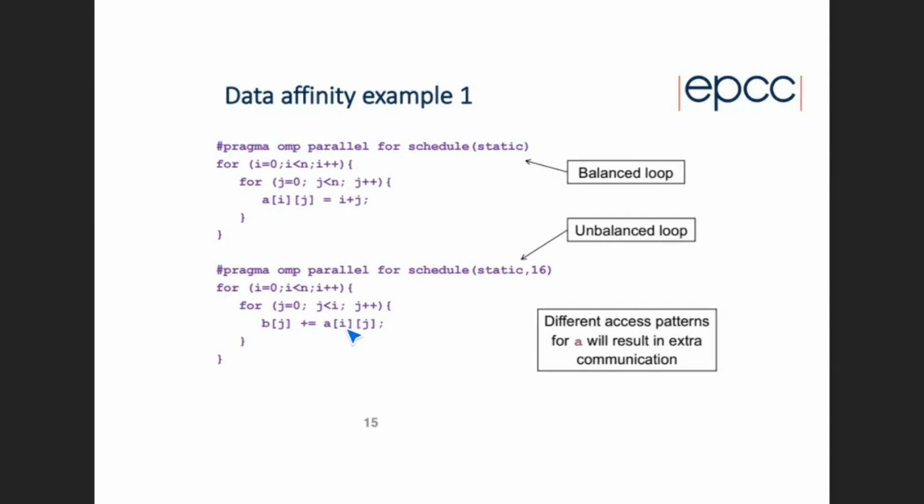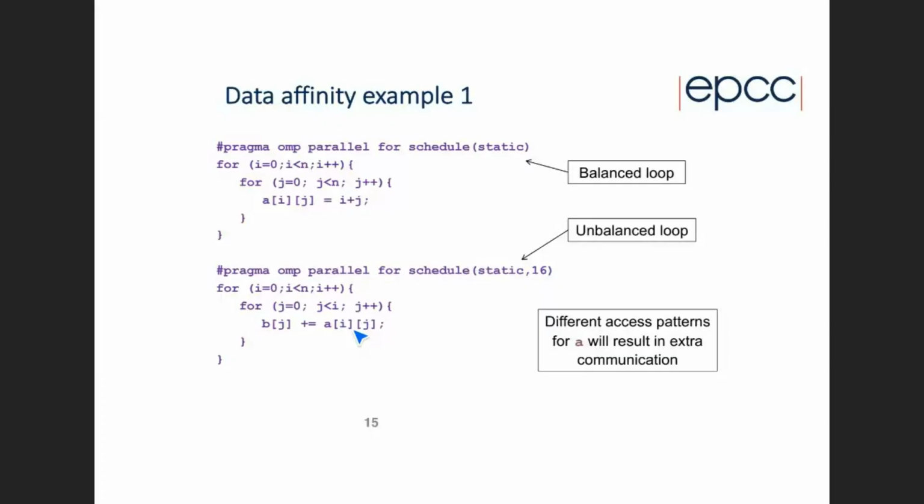We come to the second loop. For most of these accesses, they're coming from a different thread because of the schedule clause, and therefore this data is not stored in the local cache where that thread is running. So the fact we've got these different access patterns in these two loops means that we incur quite significant communication costs here.